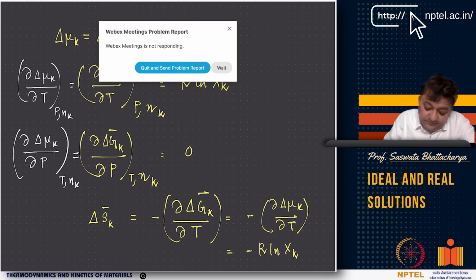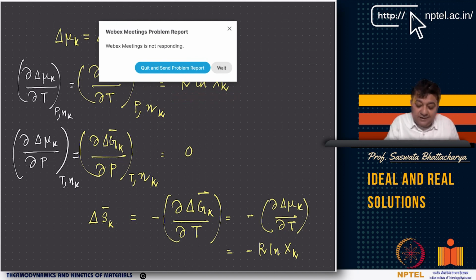Now you see, del delta mu K del T at constant P and Nk is nothing but del delta Gk bar del T. So it is like del RT ln xk del T. This becomes R ln xk, because Nk is fixed. So from delta mu K, I got the derivative with respect to temperature, which is nothing but R ln xk.